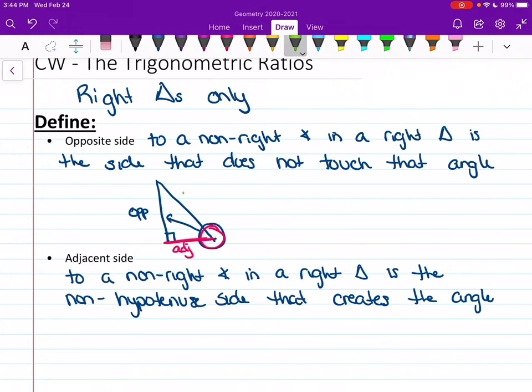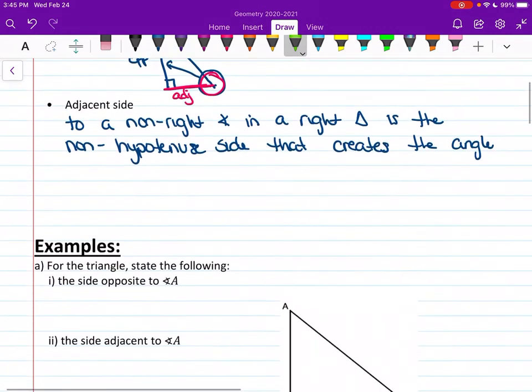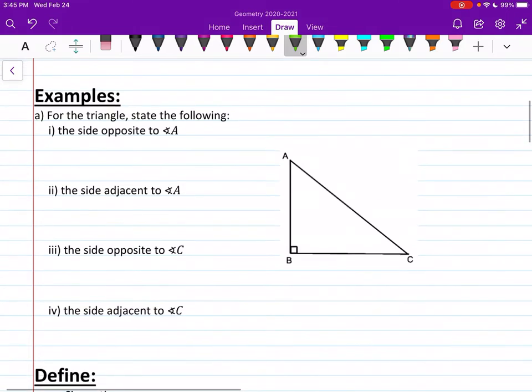So remember, the hypotenuse is the longest side. It's the side across from the right angle. Okay, so we have opposite, adjacent, and hypotenuse are the three sides. And the opposite and the adjacent depend on which angle of interest you're talking about. So let's do an example.